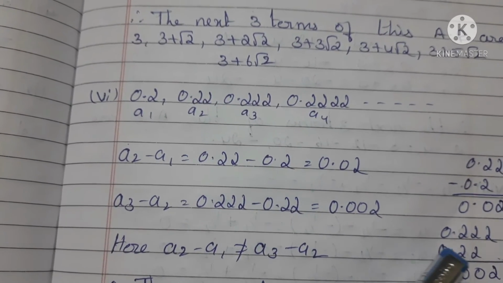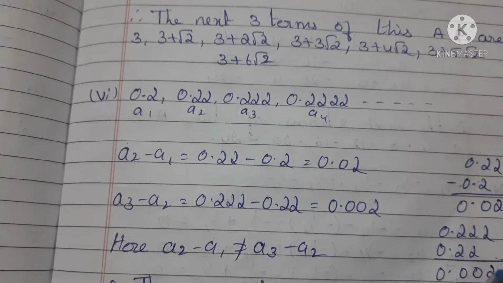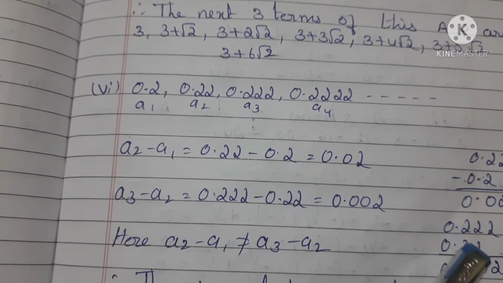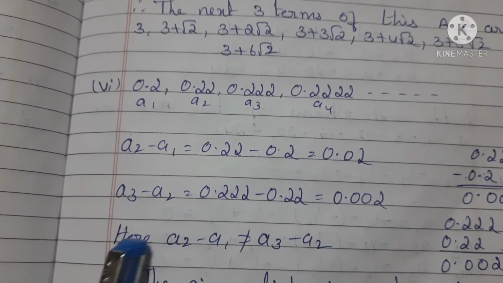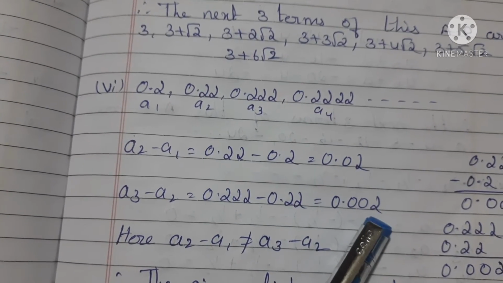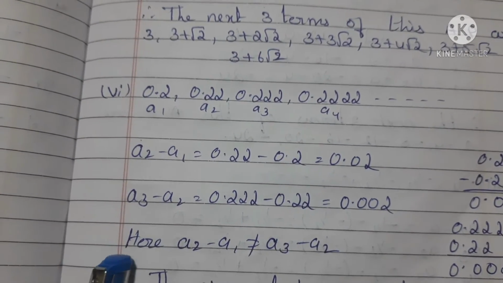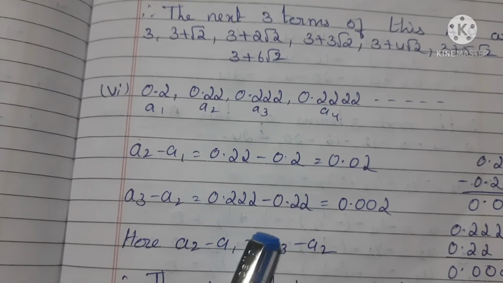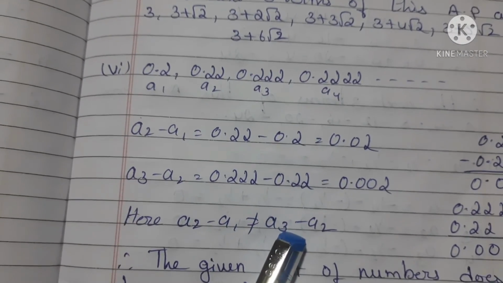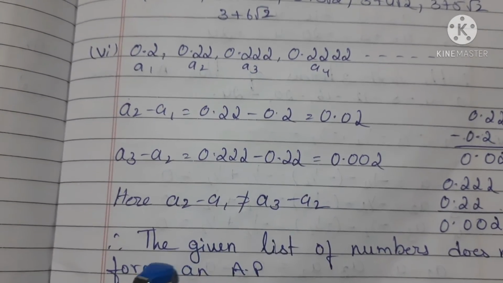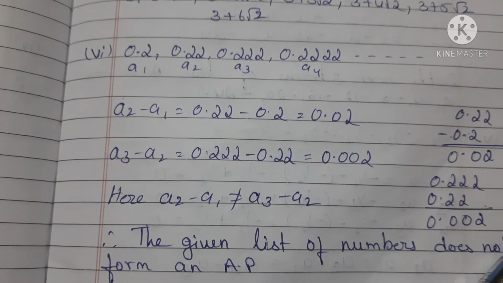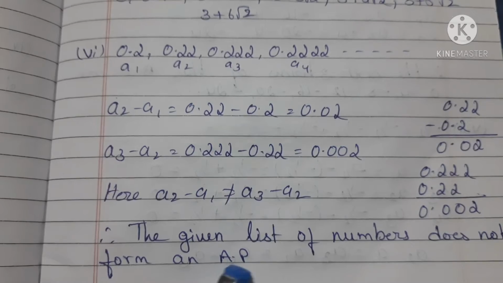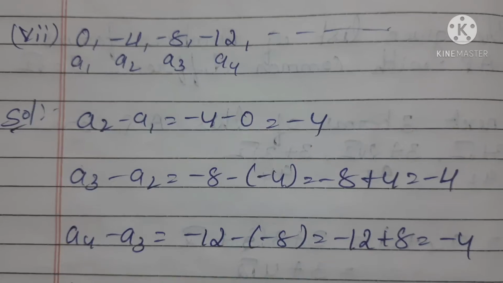Now a3 minus a2 is equal to a3 value 0.222 minus a2 value 0.22, that is 0.222 minus 0.22. Here 2 minus 2 is 0, 2 minus 2 is 0, giving 0.002. Now here both the values are not the same. Therefore a2 minus a1 is not equal to a3 minus a2. Therefore the given list of numbers does not form an arithmetic progression.